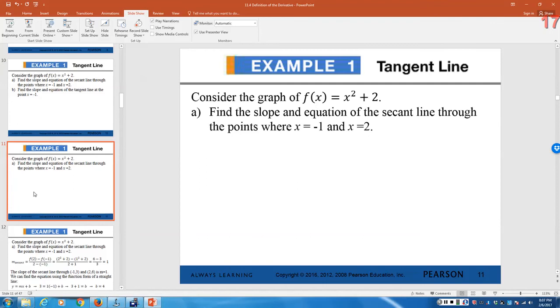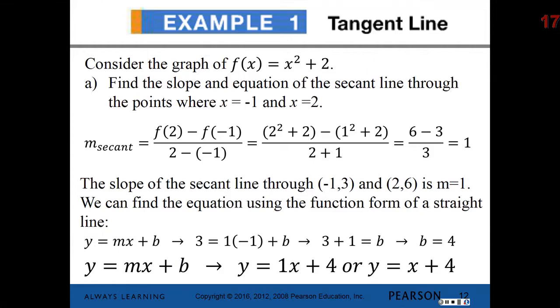So we'll take part A first. If anybody notices anything out of order, let me know. So, find the slope and equation of the secant line. X is -1, x is 2. When this function has -1 plugged into it, then we're going to have -1 squared, which is 1 plus 2. And f of 2 should be 2 squared plus 2, which is 4 plus 2 is 6, and 1 plus 2 is 3, and 6 minus 3 is 3, and 2 minus -1 is 2 plus 1, so that's 3. So that slope is 1. That's the slope of the secant line. So the slope of the secant line through -1, 3 and 2, 6 is m equals 1.